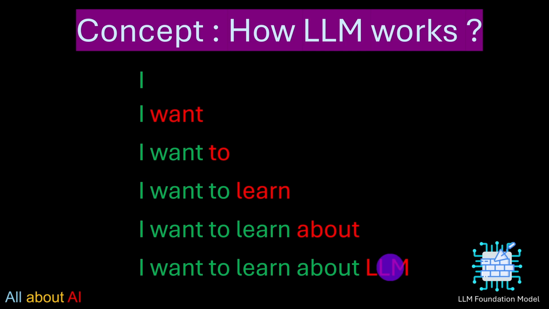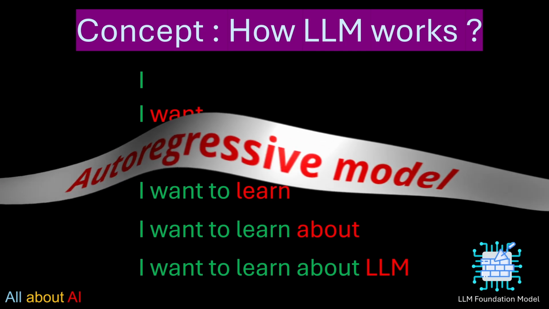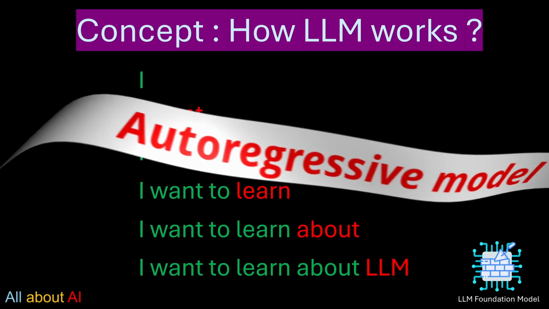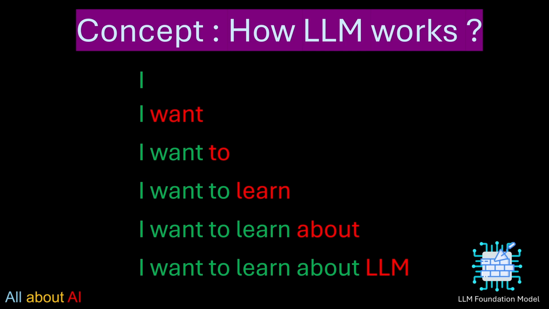As you can see, every time it's using previous words to decide what comes next. And we'll later see this is based on some probability. Based on probability, it will decide what next word comes. Thus, these models are called autoregressive, meaning they generate text one word at a time, always relying on the previous words.